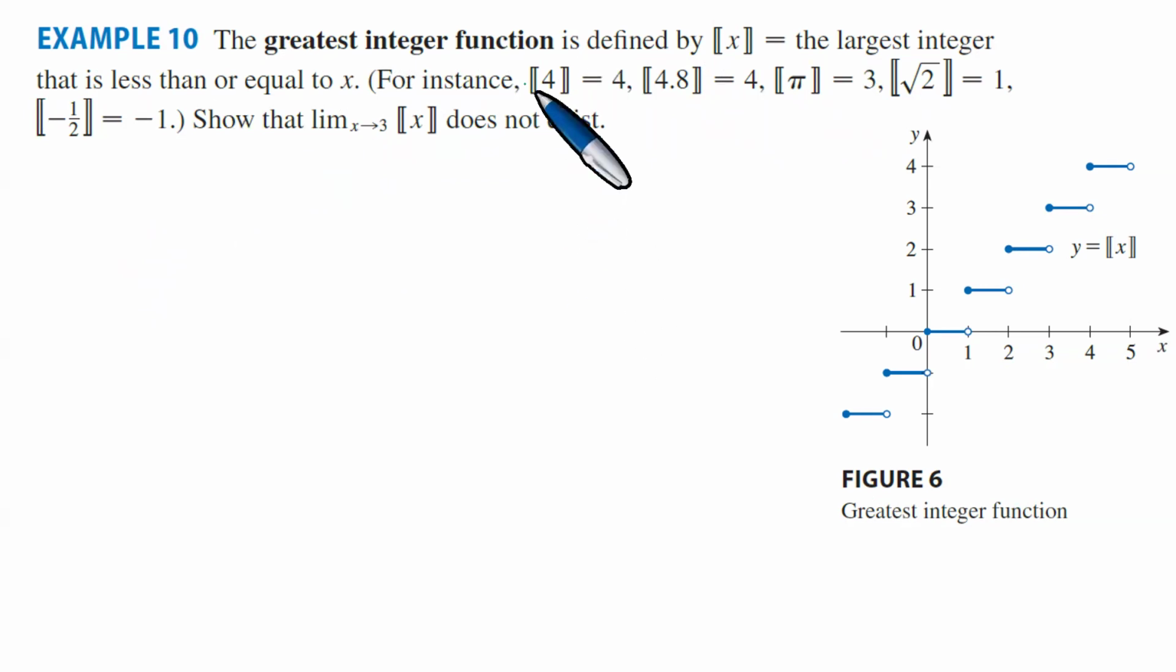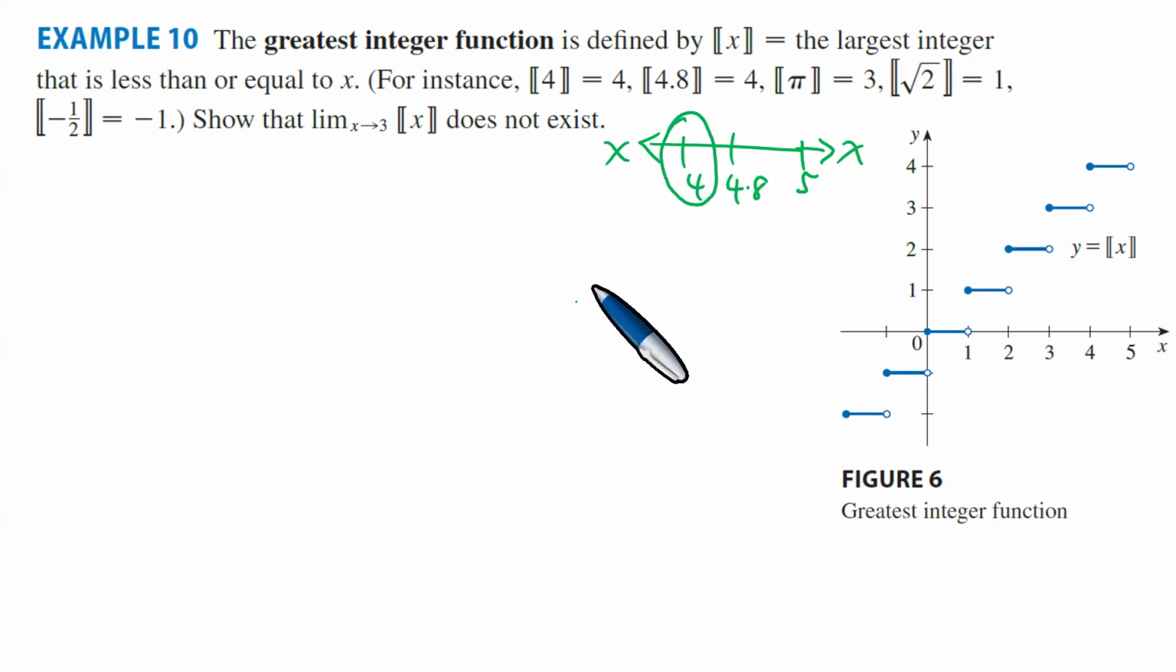For instance, the greatest integer function of 4 is 4, because the largest integer less than or equal to 4 is 4. In the case of 4.8, we can do this on a number line. Put 4 here, 5 here. Now, with 4.8, we look for the largest integer less than or equal to 4.8. It's 4, so the answer is 4 here.